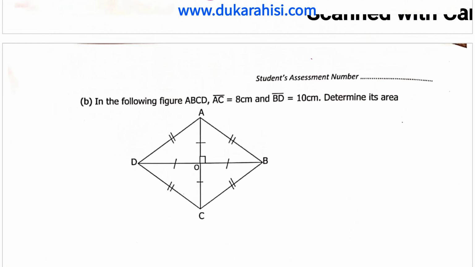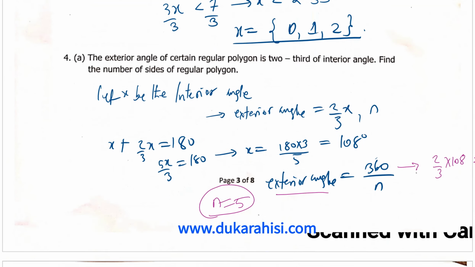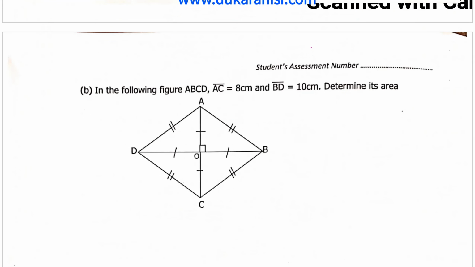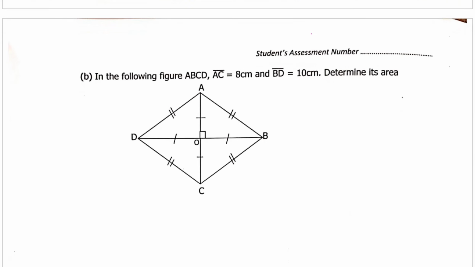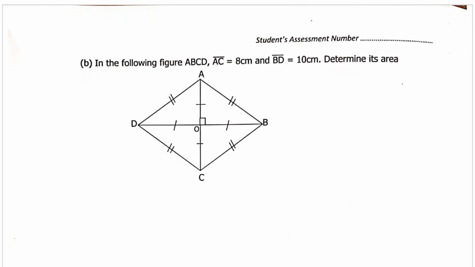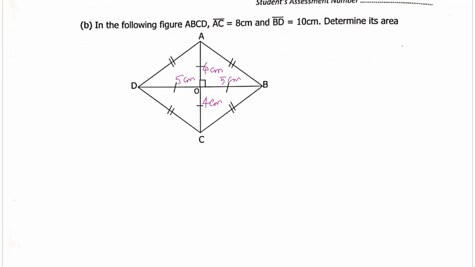We go to another question. Question number 4b. In the following figure ABCD, AC is 8 centimeters, so here is 4 centimeters and here is 4 centimeters. BD is 10 centimeters, so BO will be 5 centimeters, and there 5 centimeters. Determine its area.